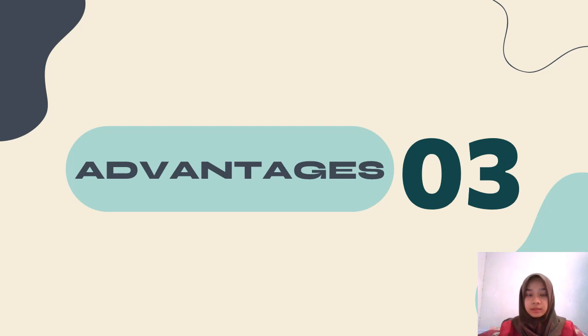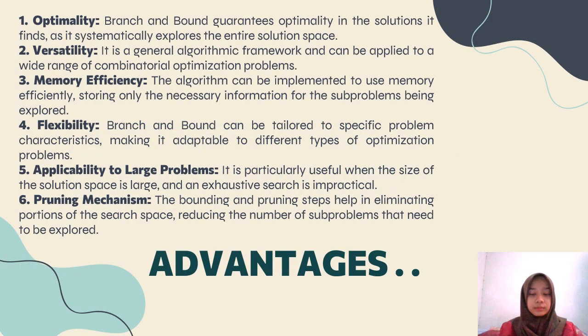And the third is advantage. First, optimality. Branch and bound guarantees optimality in the solutions it finds, as it systematically explores the entire solution space. Second, versatility. It is a general algorithmic framework and can be applied to a wide range of combinatorial optimization problems. Third is memory efficiency. The algorithm can be implemented to use memory efficiently, storing only the necessary information for the subproblems being explored. Fourth, flexibility.